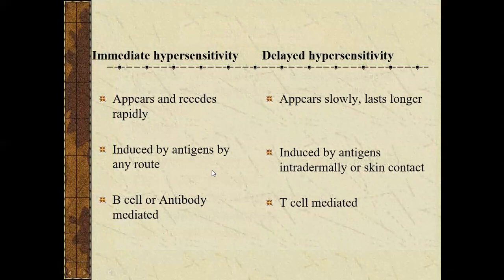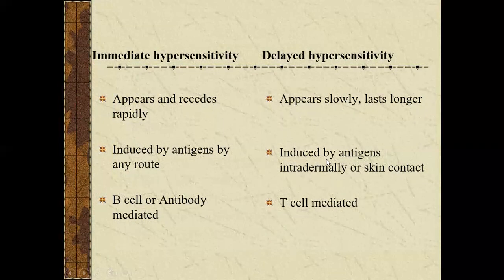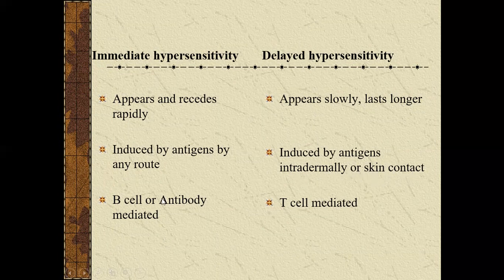These are the differences between immediate hypersensitivity and delayed hypersensitivity. Immediate hypersensitivity reactions appear and recede rapidly, whereas delayed hypersensitivity reactions appear slowly and last for a longer duration. And immediate type is induced by antigens by any route, whereas delayed type is induced by antigens intradermally or by skin contact. Immediate hypersensitivity is B cell or antibody mediated, whereas delayed hypersensitivity is T cell mediated.